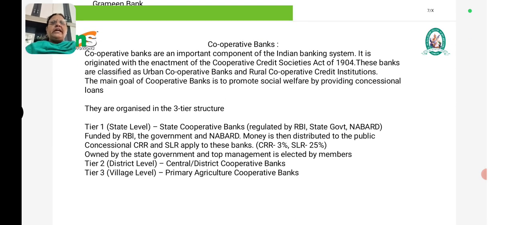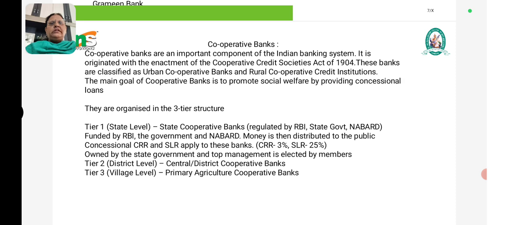The first tier is at the state level. The State Cooperative Bank is regulated by RBI, the state government and NABARD. Funded by RBI, the government and NABARD, money is then distributed to the public. Concessional CRR and SLR apply to these banks. CRR is 3% and SLR is 25%. It is owned by the state government, and the top management is elected by the members.